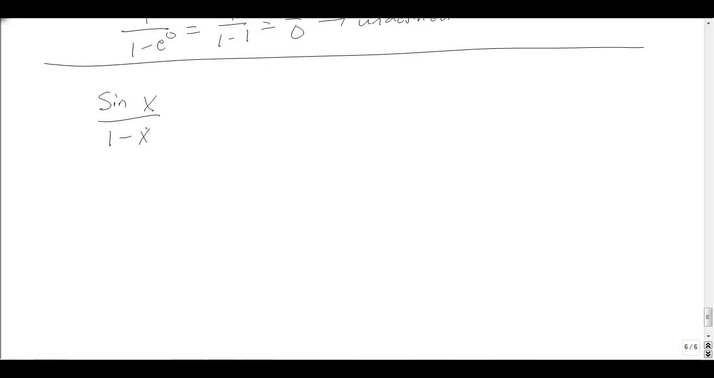Now, what we're going to get here is I'm going to rewrite this as sine x times 1 over 1 minus x, recognizing that I have a power series for both sine x and 1 over 1 minus x. So this is going to be our series for sine x, n equals 0 to infinity.